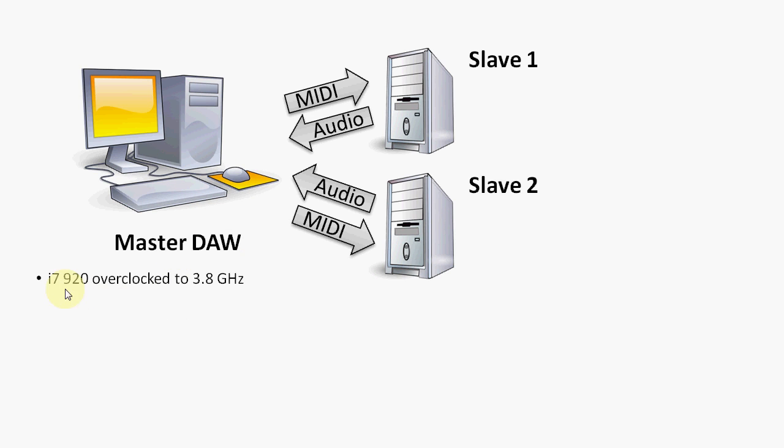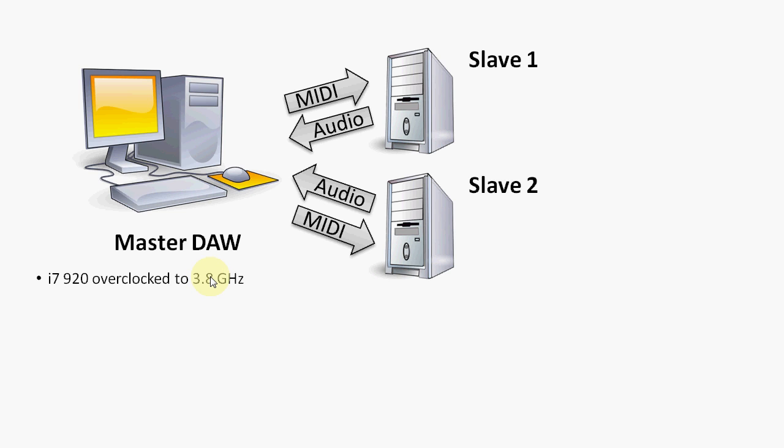The master DAW that I use is an i7-920 overclocked to 3.8 gigahertz. The stock speed on this CPU is, I think, 2.6 gigahertz. It might be 2.8, I'm not sure. But overclocking is a pretty standard technique used by computer geeks to get more performance out of their processors. So there's a lot of good information on the web. If you want to know how to take your 2.6 gigahertz processor and make it run at 3.8 gigahertz, you can go out and figure out how to do that. It's free. It only takes a few minutes to do, so you might as well do it.